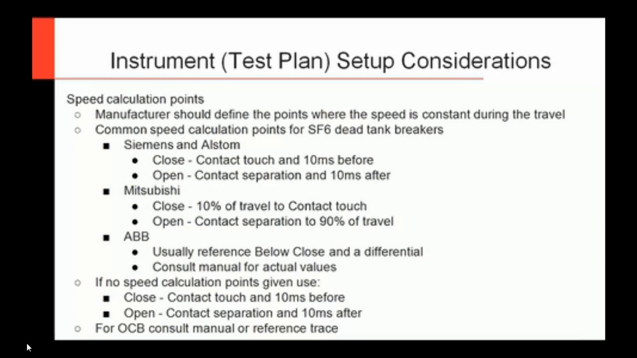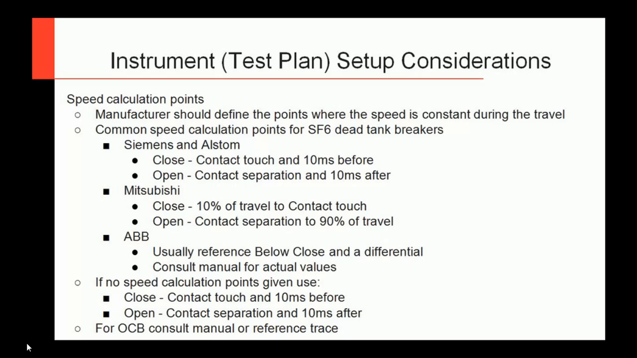So some rules of thumb here, and what I found is generally the manufacturer should define this. I found Siemens and Alstom to generally use contact touch and 10 milliseconds before for the close, contact separation and 10 milliseconds after for the open. Mitsubishi is like for a close 10% of travel to contact touch, and open it's contact separation to 90% of travel. ABB, they usually reference like a below close and a differential. And really with them, you need to consult the manual because I've seen a variety of points for them. If you can't find it, no speed calculation points given, I would use contact touch and 10 milliseconds before for the close and contact separation and 10 milliseconds after for the open.